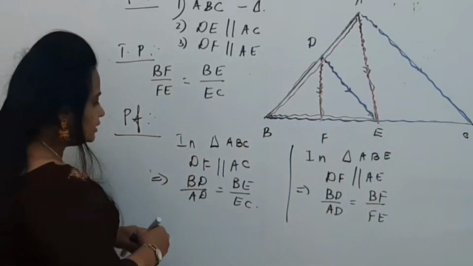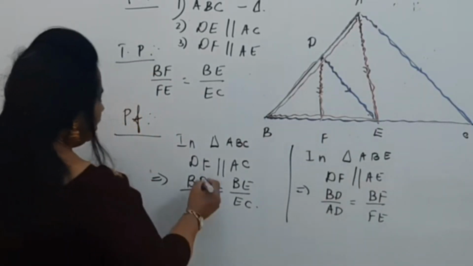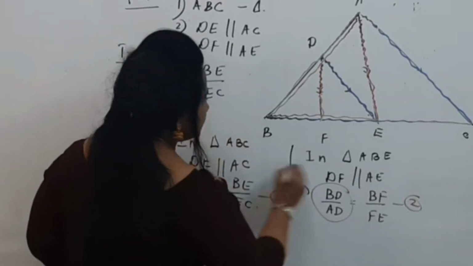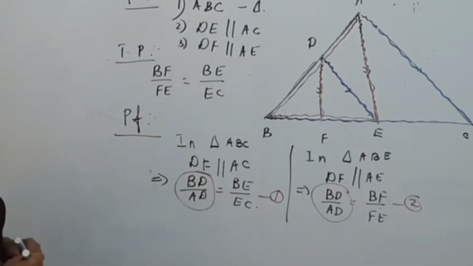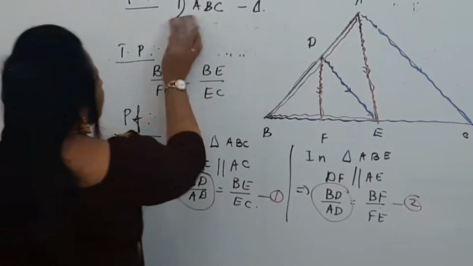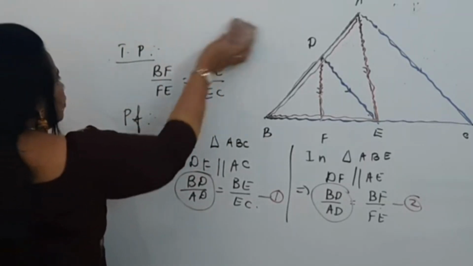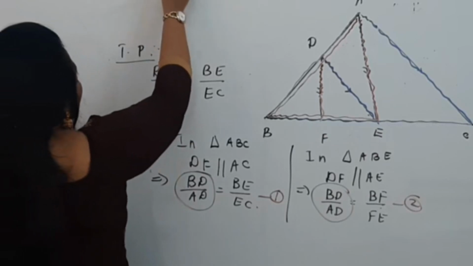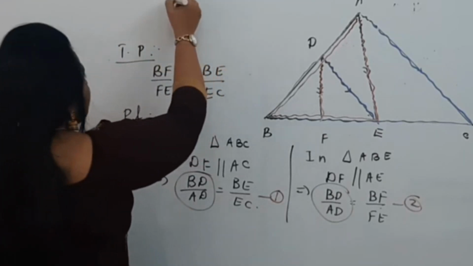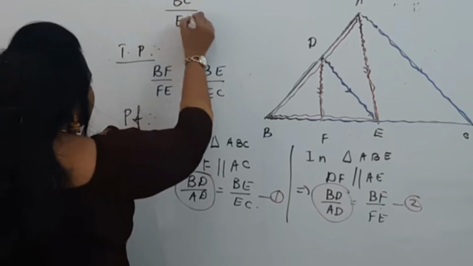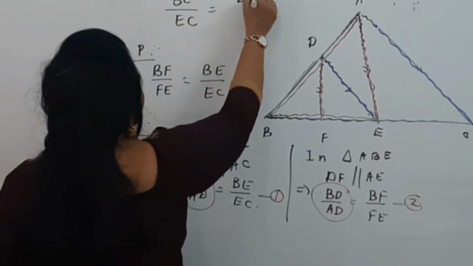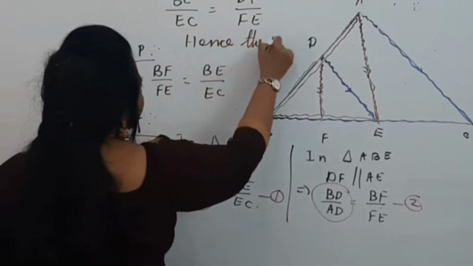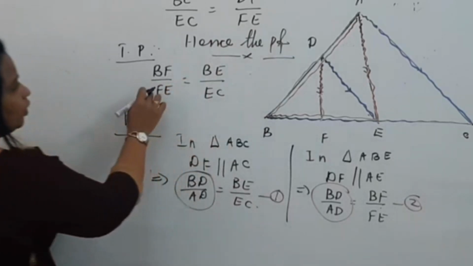Now you can see both are equal on the left hand side, both the equations. This is 1 and this is 2. So these two are equal, which I have to prove. So 1 and 2 imply, what do 1 and 2 imply? Left hand sides are equal for both the equations, so my right hand sides are equal. So 1 and 2 imply BE by EC is equal to BF by FE. Hence the proof. Hope you understand. We prove the theorem. This is what was to be proved.